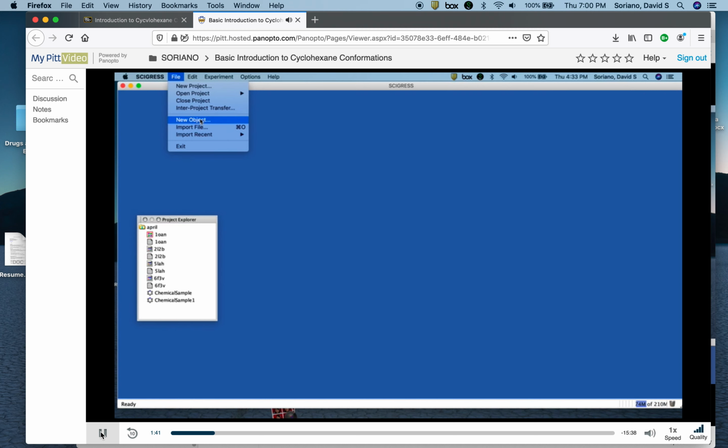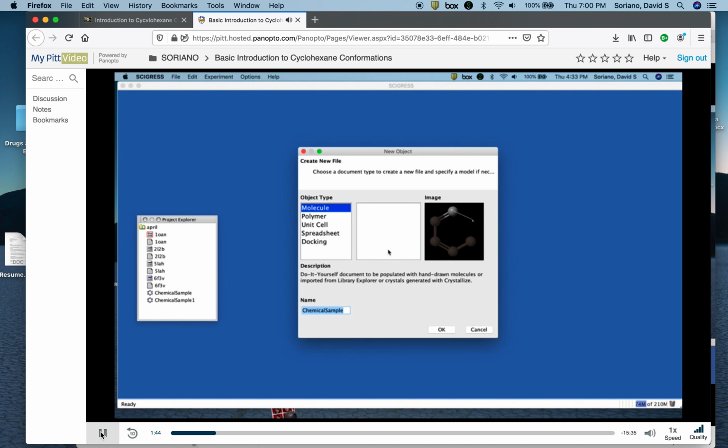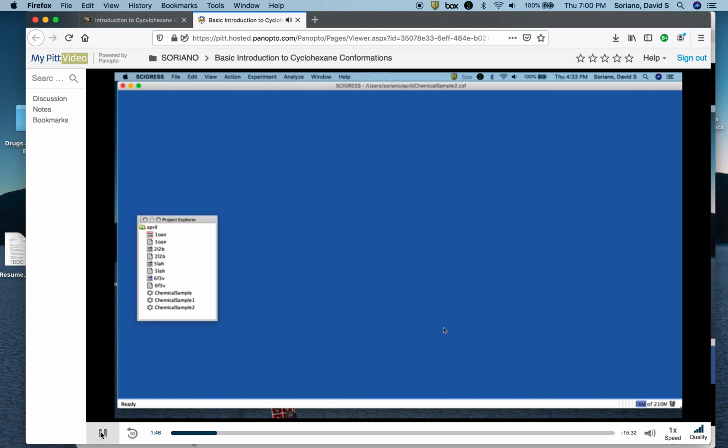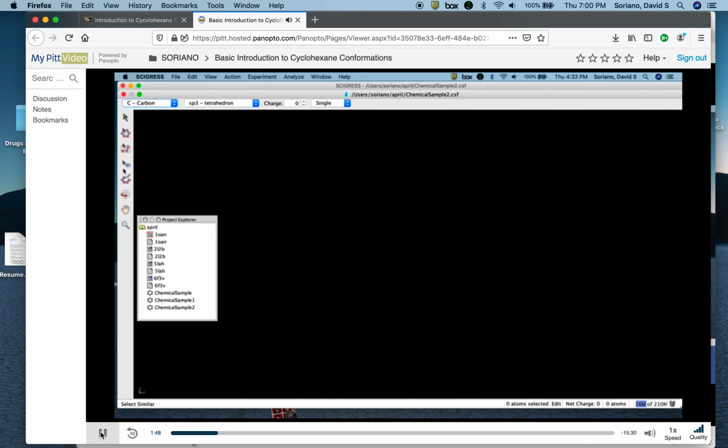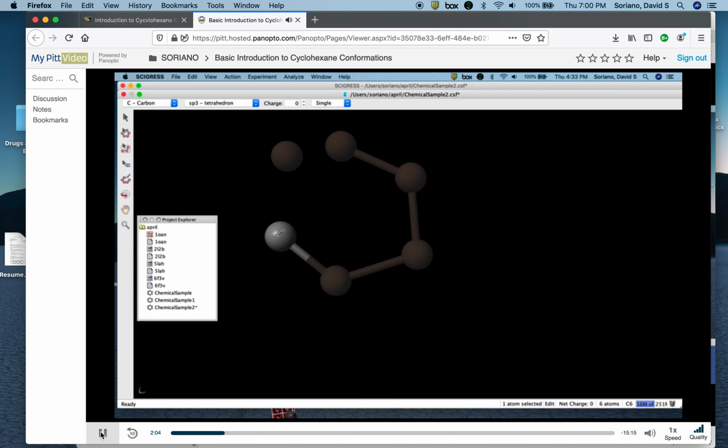Now watch. New object, molecule, okay. And then I'm going to draw. All I want to do right now is just get a six-membered ring. 1, 2, 3, 4, 5, 6. Now I'm going to connect them, making single bonds. Each platform you use, ChemOffice, Sci-Gress, each platform will have a little bit different approach to drawing.